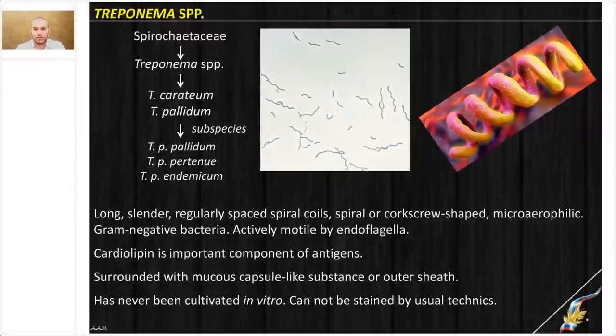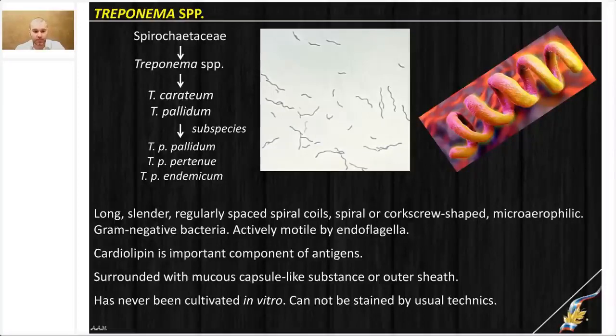The first genus we will describe and discuss is Treponema. It has two main species, Treponema carateum and Treponema pallidum, and the last one is subclassified into subspecies. Again, the classification was revised recently several times, and in some older books you can find that Treponema pertenue and Treponema endemicum are described as separate species of bacteria. Nowadays they are reclassified and are considered to be subspecies of one main species, Treponema pallidum.